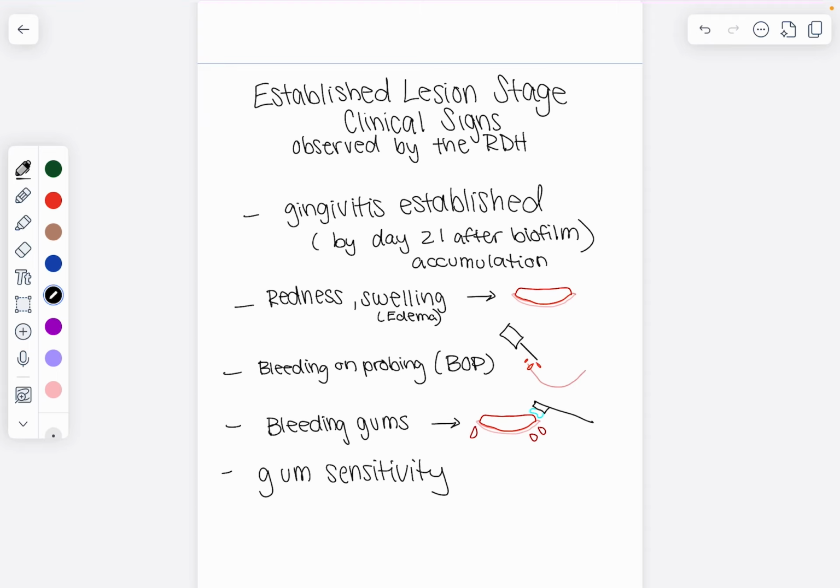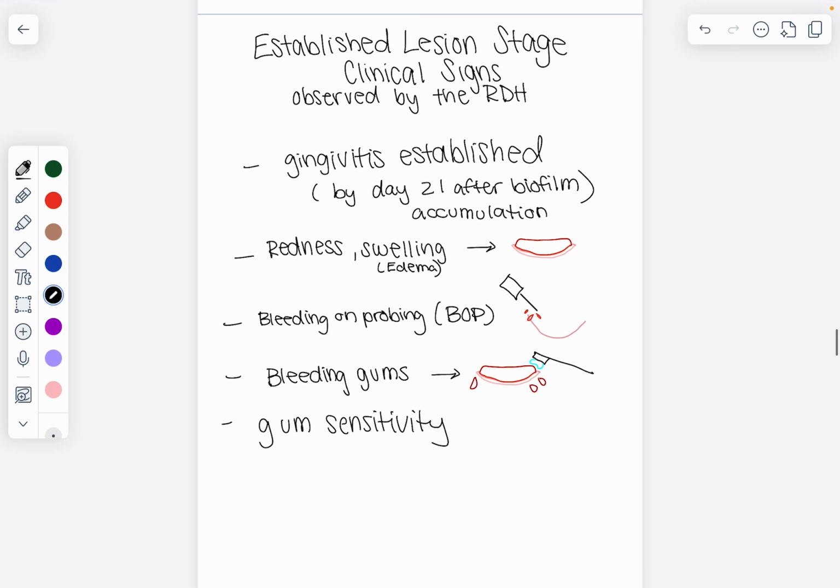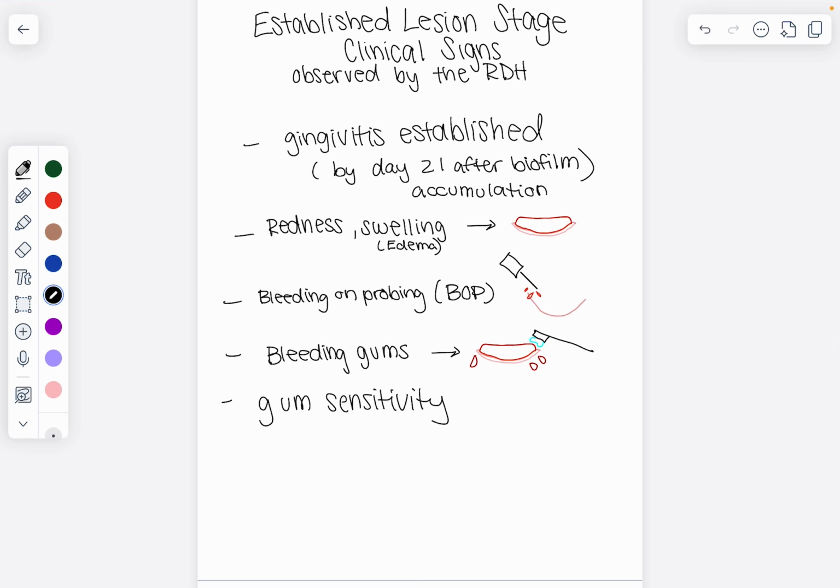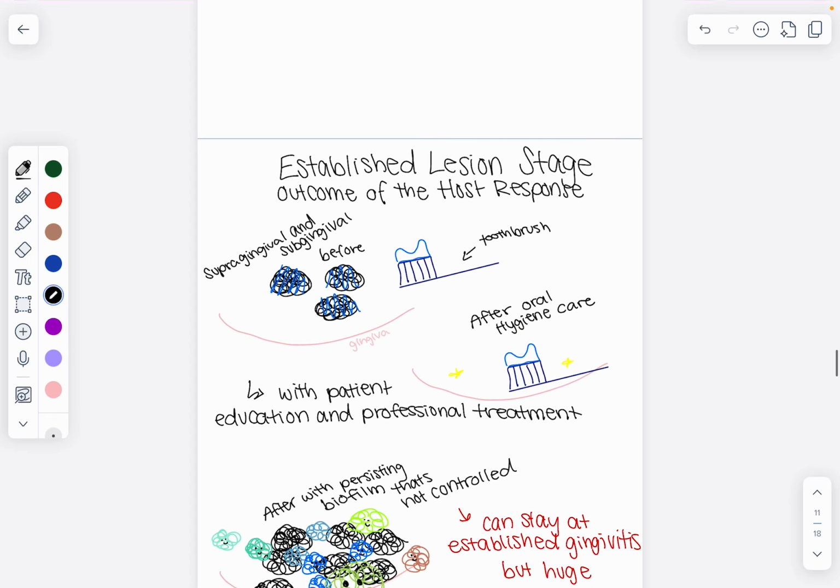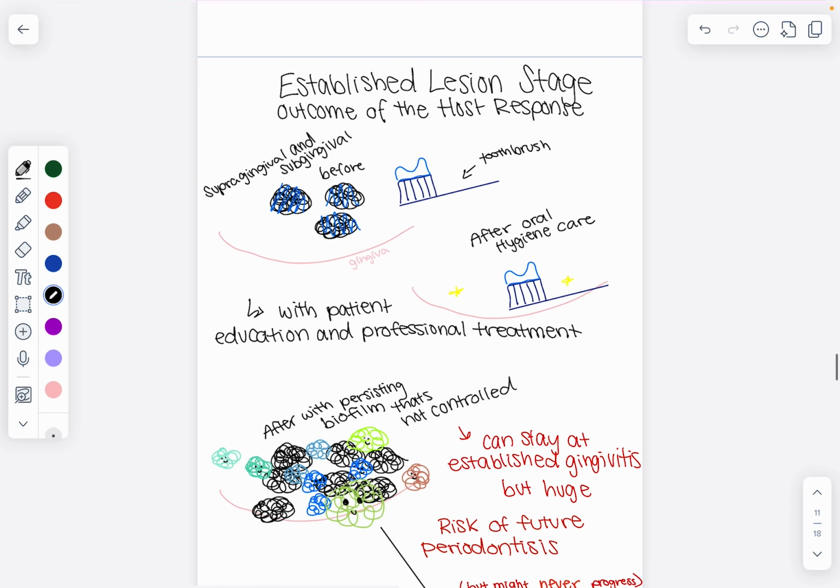Gingivitis established by day 21 after biofilm accumulation is the most prominent then. Redness and swelling are also a key sign of inflammation. Bleeding on probing can be seen more readily in this stage, and bleeding gums are also noticed by the patient, and this can happen when brushing. Gum sensitivity also sometimes occurs in most patients.